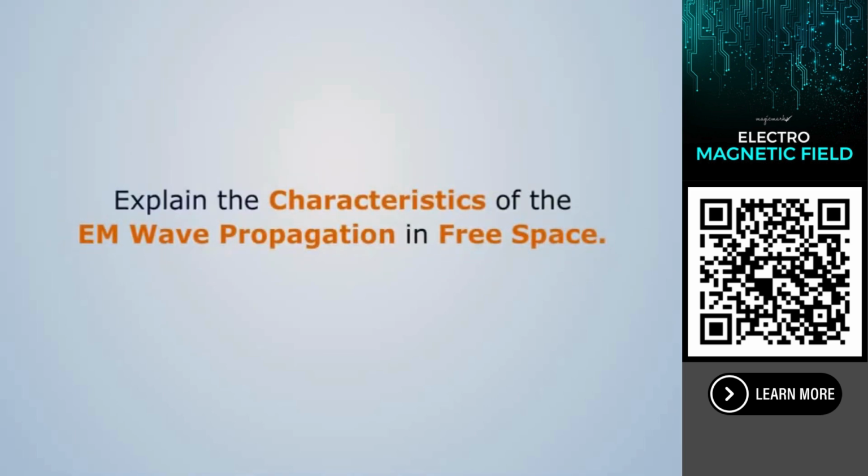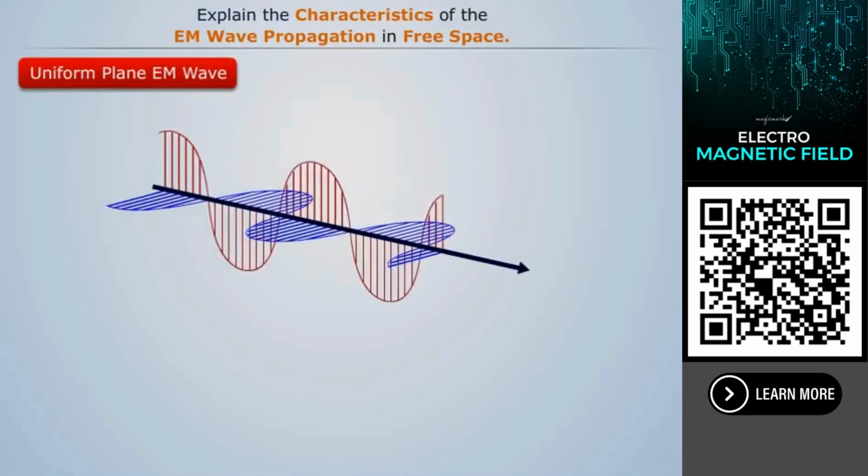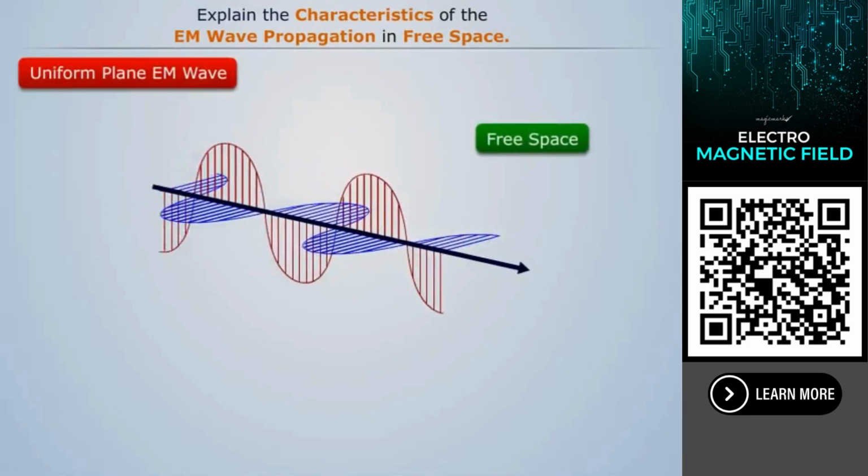Explain the characteristics of the EM wave propagation in free space. Consider a uniform plane electromagnetic wave propagating in free space.